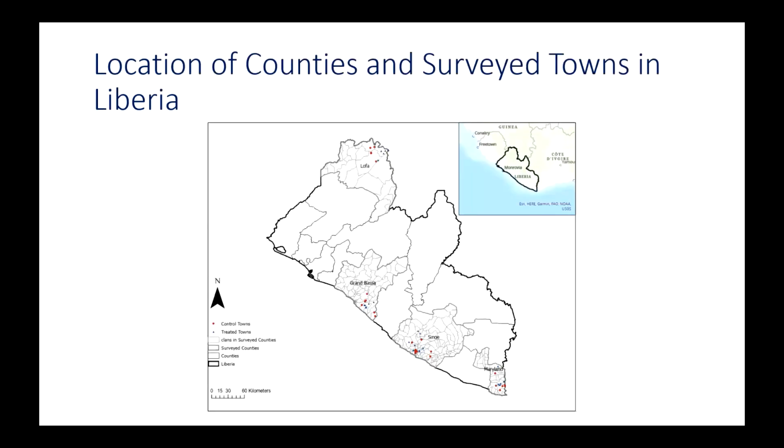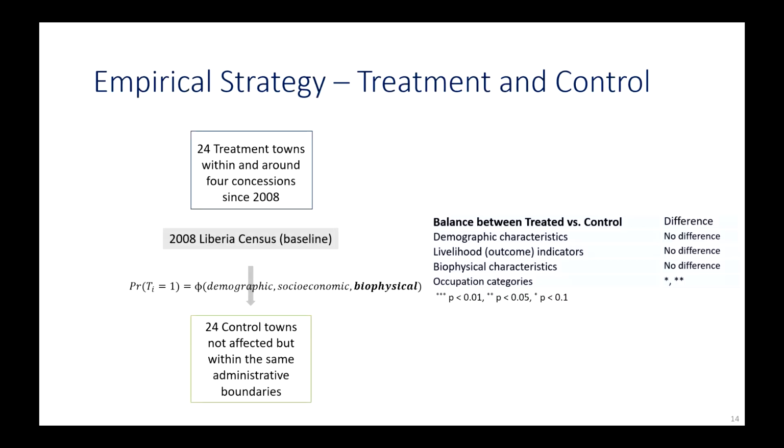And this is how the towns look like. So I have 4 counties and then spread out 48 communities across these 4 counties. The main strategy that I'm taking here is that I first came up with 24 treatment towns that I collaborate with the NGOs to figure out what towns are affected by these concessions.